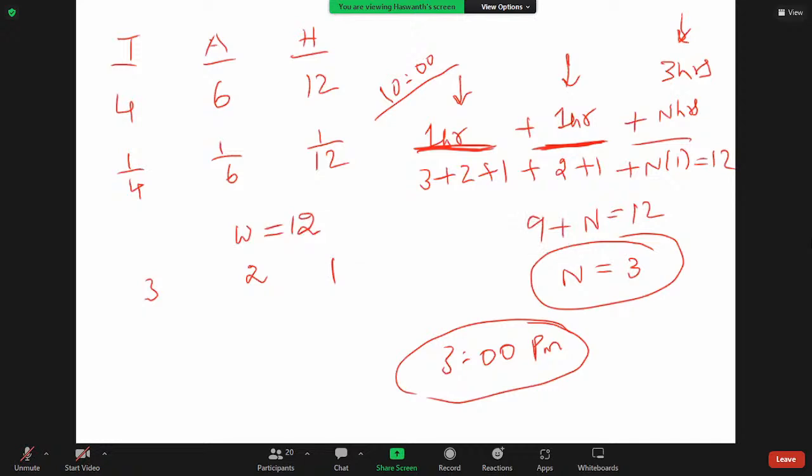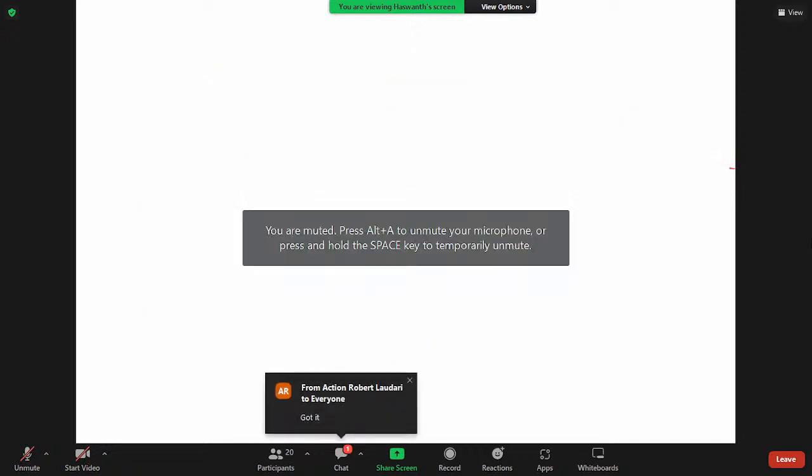So these are some model problems present in this topic. If there's any doubt, let me know.